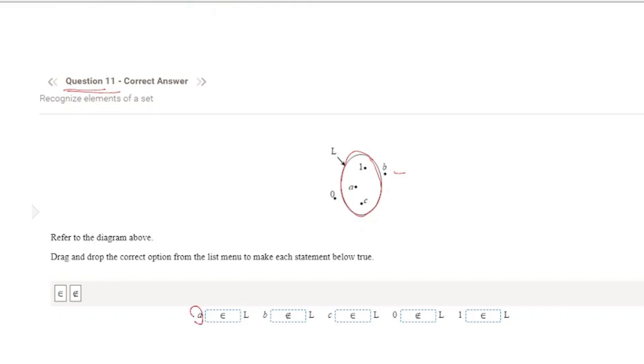Here it is saying A and L. What is the relation between A and L? That means A belongs to set L, so it will be belong. B is outside the set, so it will not belong to L. C is inside the set, so it will belong to L. 0 is outside the set, so it will not belong to L. And 1 is inside the set, so it will belong to L.